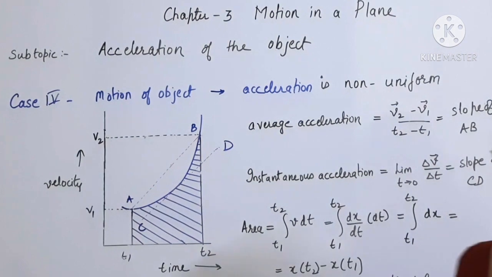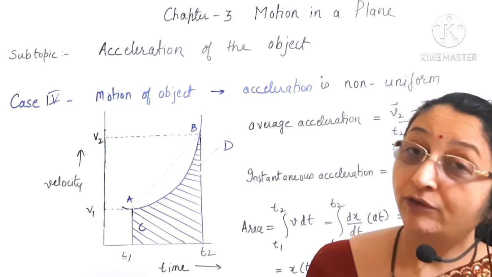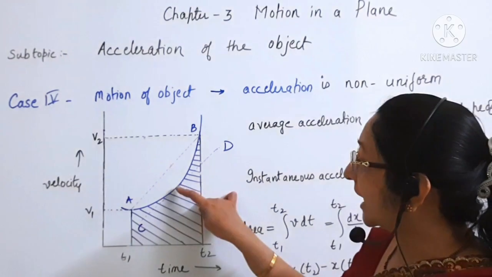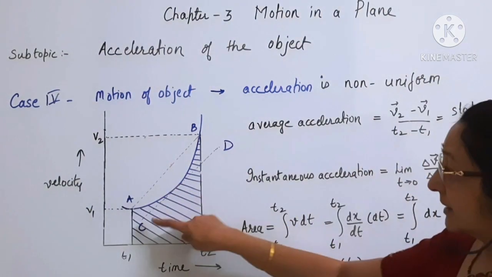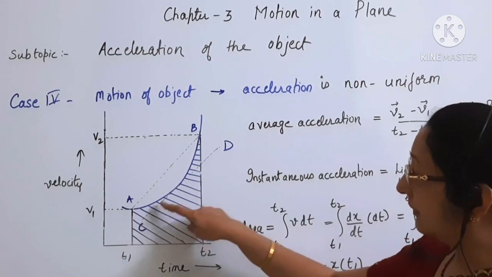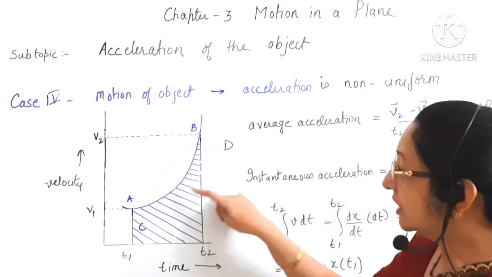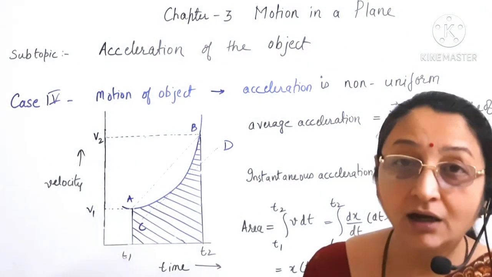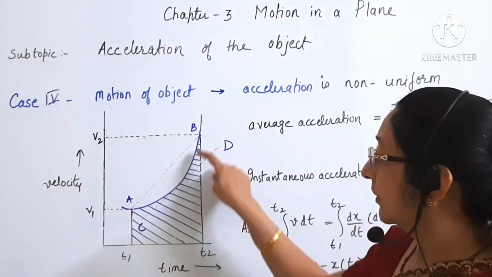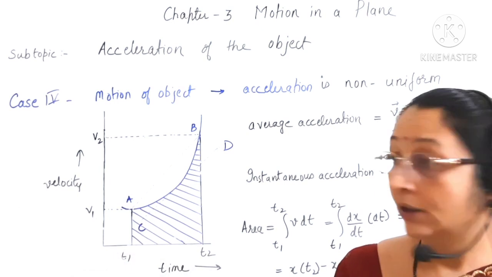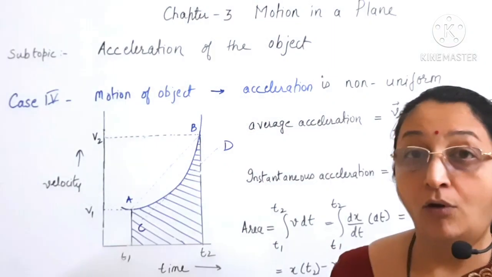Now the instantaneous acceleration, how do we define the instantaneous acceleration? And this is another segment or another line CD which is tangent to the curve of the velocity time curve.